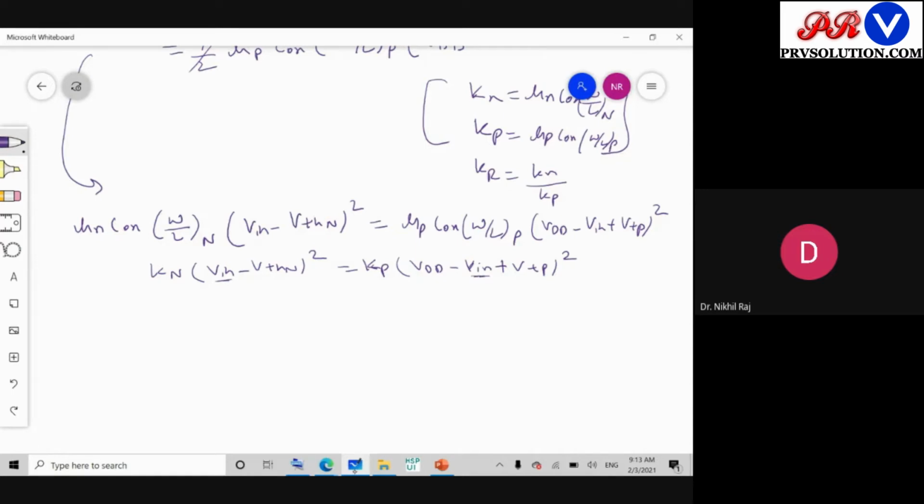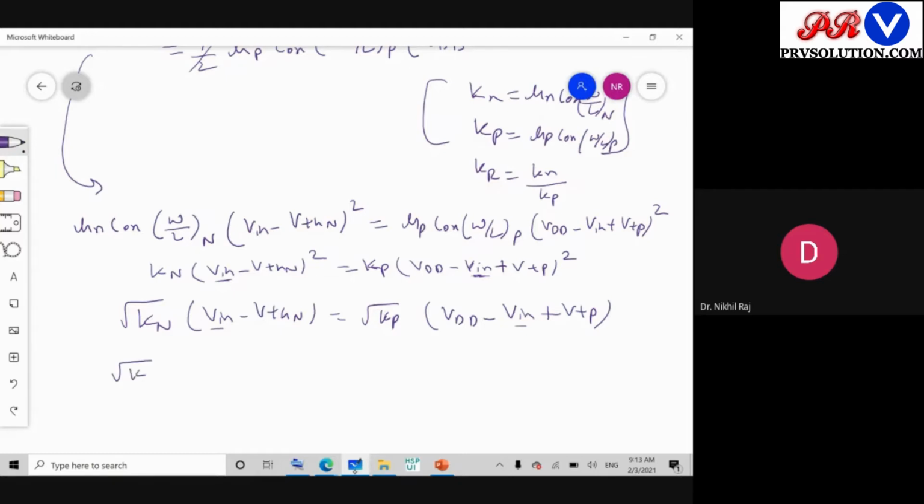So in order to calculate Vin, what we can do is take the square root. Then we will adjust Vin on the LHS side, and whatever constant is there we will shift to the RHS. So we can write here square root of Kn into (Vin minus Vth of n) equals square root of Kp into (VDD minus Vin plus VTP). Okay, so we can write like this. Now we have to find Vin.